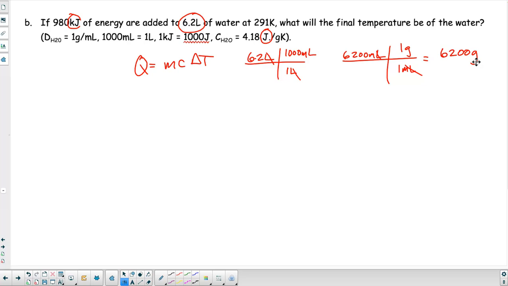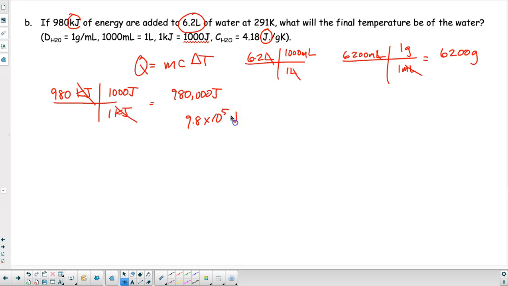The other thing we're going to have to do is convert the heat from kilojoules into joules. And so let's start with 980 kilojoules of heat energy. Well, I know for every 1 kilojoule, there are 1,000 joules. Kilo means 1,000. Kilojoules cancel. I multiply. That's going to be 980,000 joules, or you could write it as 9.8 times 10 to the 5th joules. Okay? So now we know the heat energy in joules.